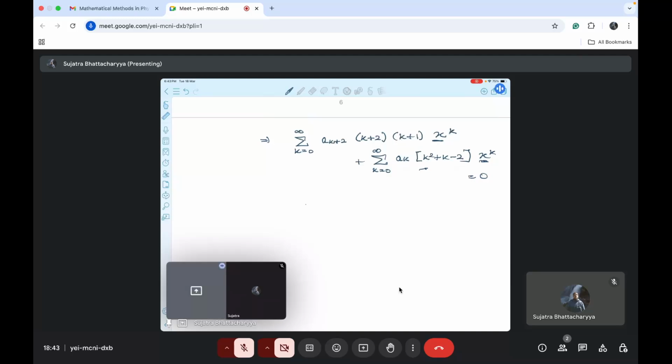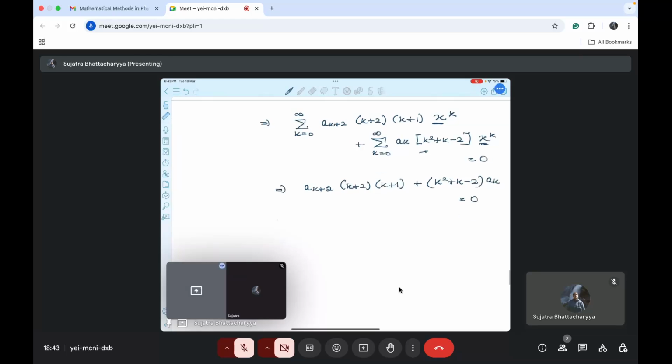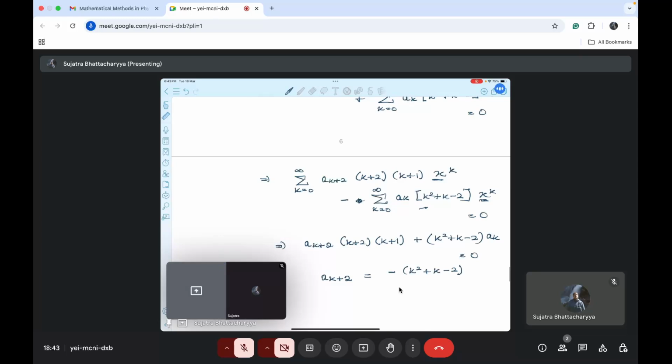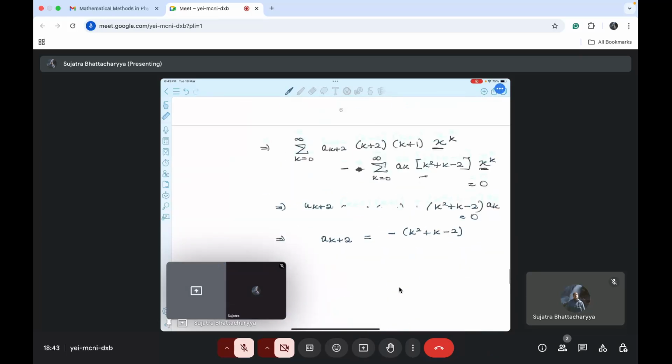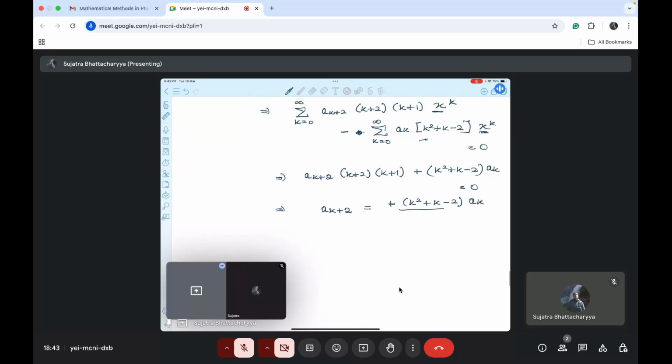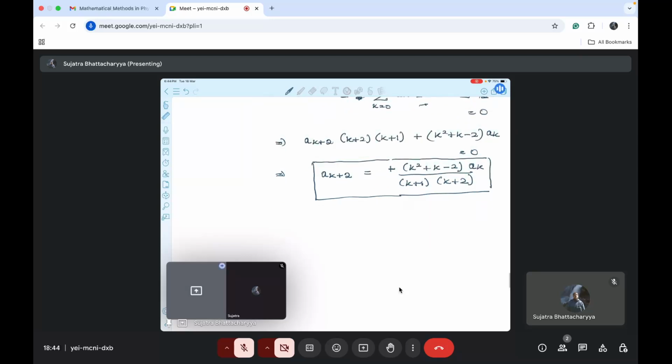So what we will write is that a k plus 2, k plus 2, k plus 1. This is the coefficient from the first term plus the coefficient from the second term. That should be equal to 0. This is the next step. So I put a k plus 2 only on the left hand side and all other terms I put on the right hand side. I'm sorry, there is a negative sign. So it will be plus. This will be a k divided by k plus 1, k plus 2. So what we have found finally is an expression which relates a k plus 2 and a k in terms of k, the powers.